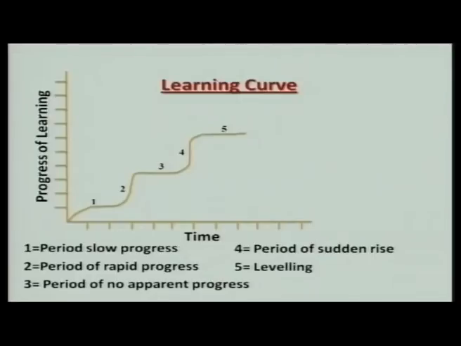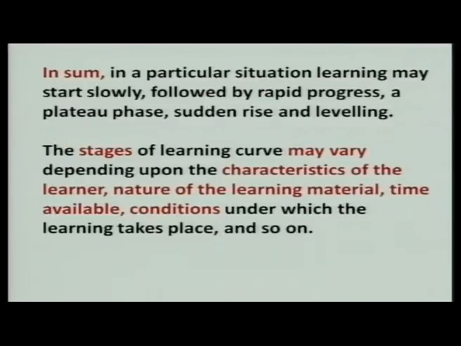Now this is the curve I have discussed. First you see the curve. You see how the 1, 2, 3, 4, 5 stages are there: period of slow progress, period of rapid progress, period of no apparent progress, period of sudden rise, and leveling. Now you have gone through it.